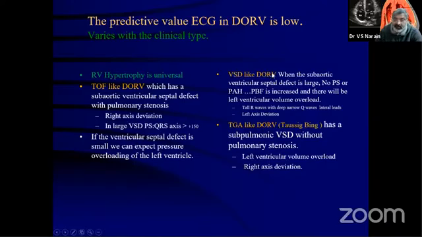Now, DORV of the VSD type, what does it mean? You have a subaortic ventricular septal defect, but there is no pulmonary stenosis. So once there is no pulmonary stenosis, you have increased pulmonary blood flow. And when you have increased pulmonary blood flow, the left ventricle becomes volume loaded. And how does it manifest in the ECG? Tall R waves with deep Q waves in the lateral leads. Always remember that increased pulmonary blood flow leading to left ventricular volume load leads to small or slightly larger Q waves in V5, V6.